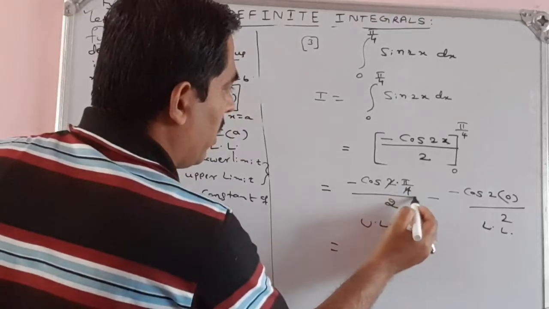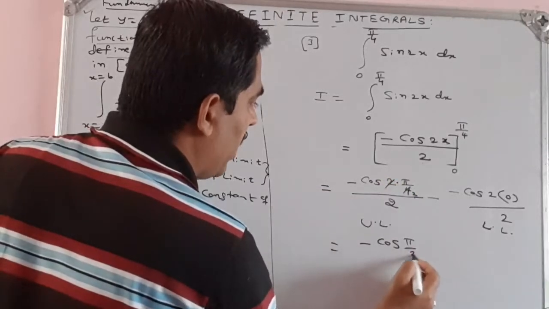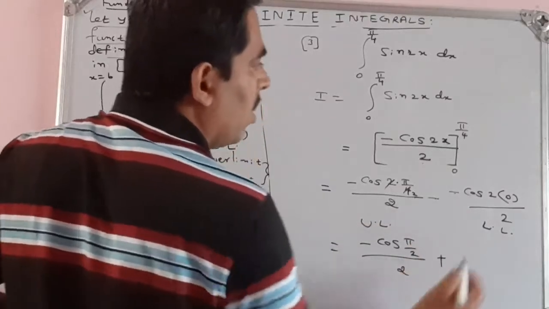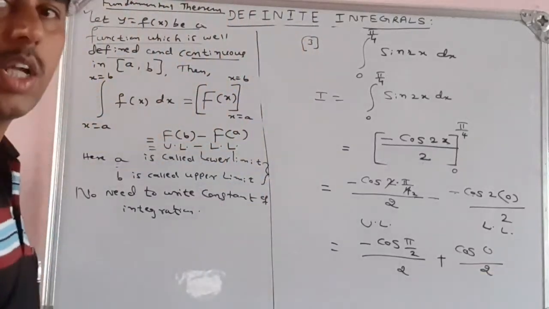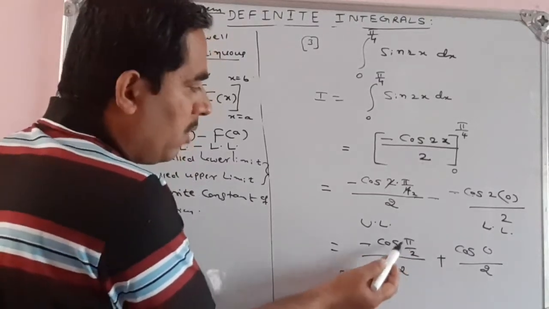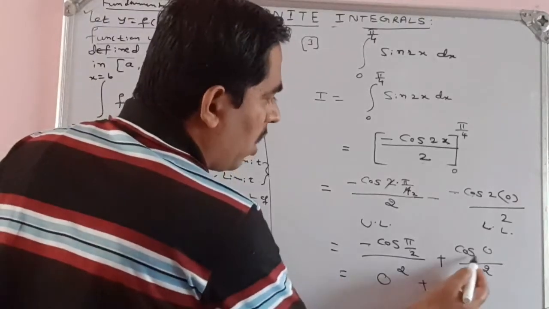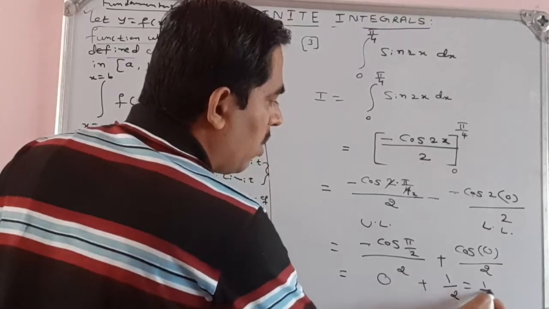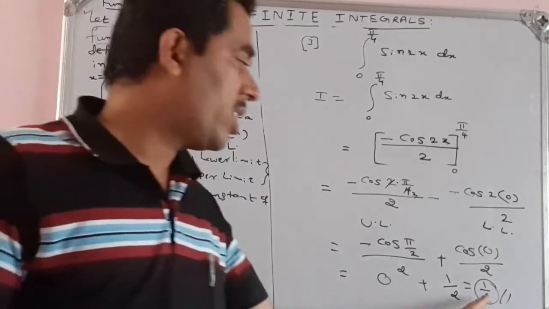Then we can cancel the 2. Minus cos of pi by 2, I got pi by 2 in the numerator, divided by 2. Then minus into minus is plus, cos of 2 into 0, which is cos 0, divided by 2. Now the value of cos pi by 2, cos 90, is 0, so 0 by 2 is 0. Plus cos 0, the value of cos 0 is 1, so 1 divided by 2. So 0 plus 1 by 2. My answer is 1 by 2.